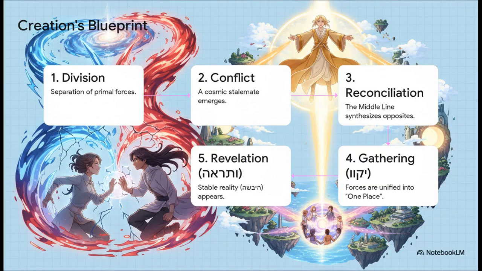So there you have it, the whole sequence, the universal blueprint for creation laid out right here. Division creates conflict. That conflict demands reconciliation from a third mediating force. That reconciliation is what makes the gathering possible, which then becomes the direct prerequisite for the final revelation of a stable, productive world. It's an amazing process.